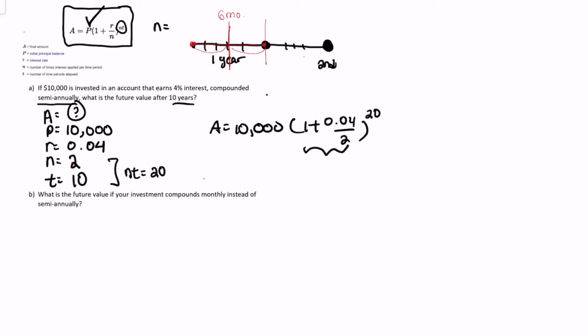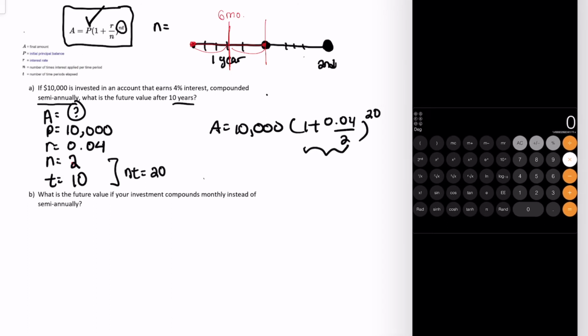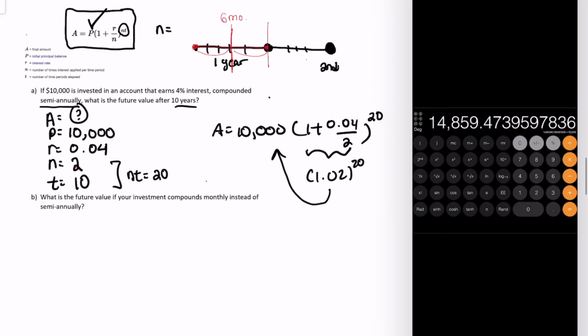And we're going to do BEDMAS. I'm going to simplify the brackets first. So 1 plus 0.04 divided by 2, so that's 1.02 in the brackets. Raise that to the power of 20. So where's the power button? 20, and then I'm going to press enter, and then we're going to multiply that by $10,000. There we go. So your future value is going to be 14,859.47 if you compound it a little more often than just once a year.